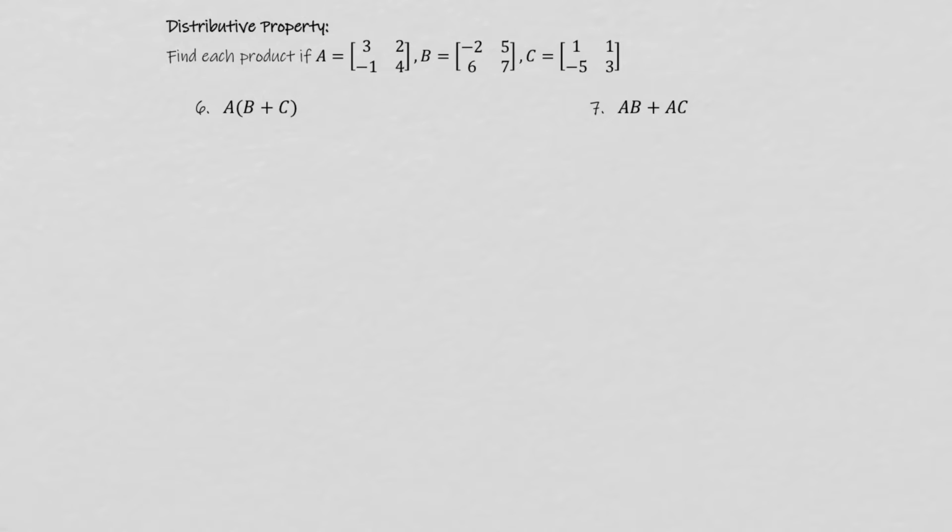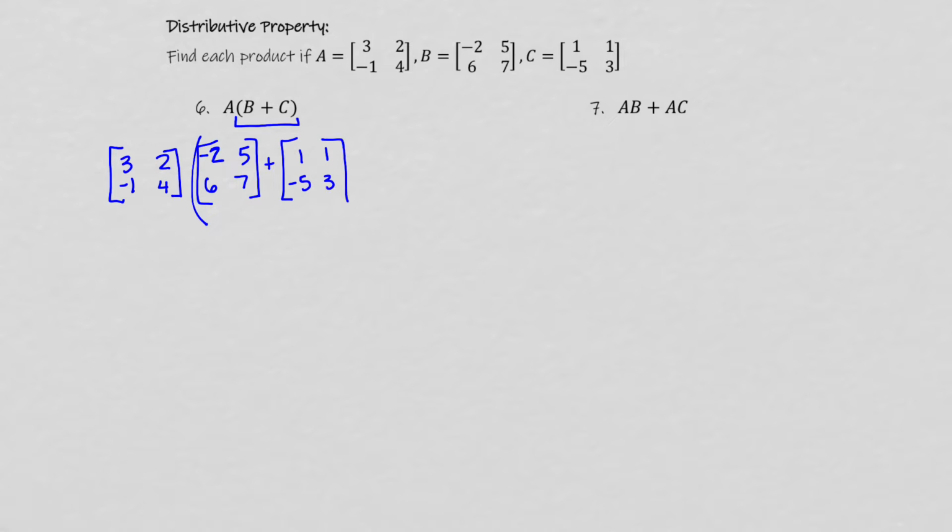So for number 6, we're going to do just the parentheses first, and then we'll do the multiplication. I'm going to write out what this all says here with matrices. So I have matrix A, which is 3, 2, negative 1, and 4. Then it's times B plus C. So matrix negative 2, 5, 6, 7 plus 1, 1, negative 5, 3.